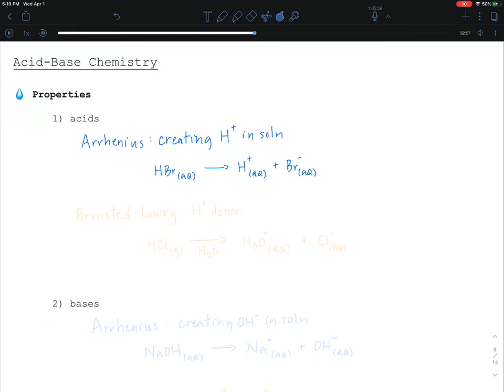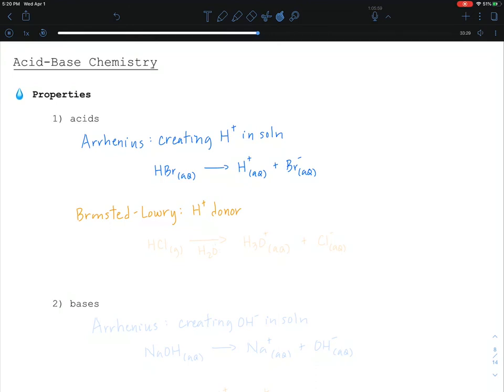We have another way of looking at this, and it's the Bronsted-Lowry definition. And the way they look at it is that a Bronsted-Lowry acid is a proton donor. Arrhenius looks at what's being formed in solution. Bronsted-Lowry is like, okay, how are we doing that?